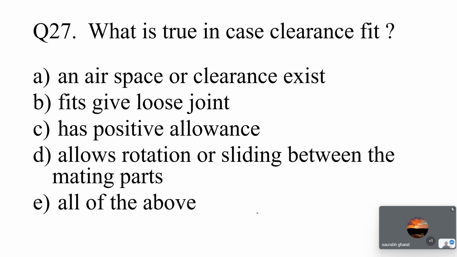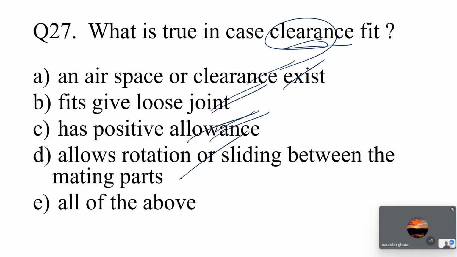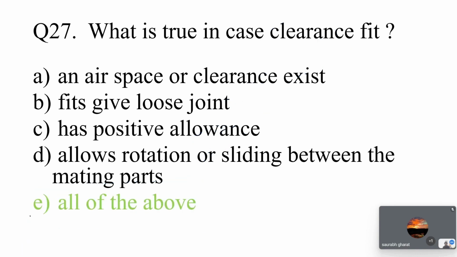What is true in case of a clearance fit? An air space or clearance exists, that's correct. The fit gives a good joint is incorrect. Has positive allowance, yes, because we are looking for clearance. Allows rotation or sliding between moving parts, also correct. So all of the above is the correct option.